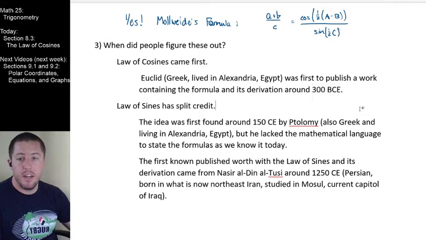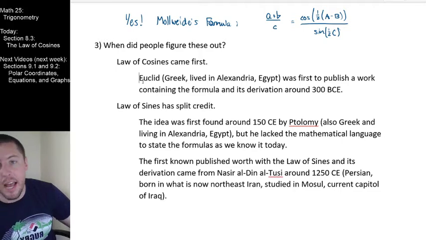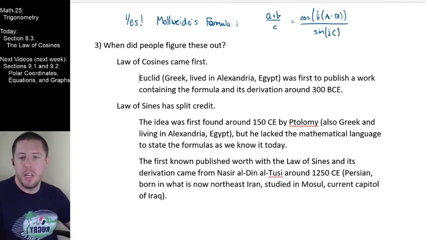And so an interesting thing here to notice is that law of cosines actually came first. Law of sines, in my opinion, is definitely easier, but law of cosines was discovered before the law of sines, or at least had the first paper published that contained that as a formula, and that's by Euclid, a really, really famous mathematician.